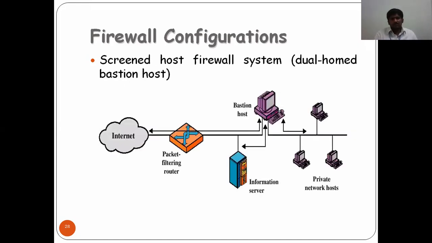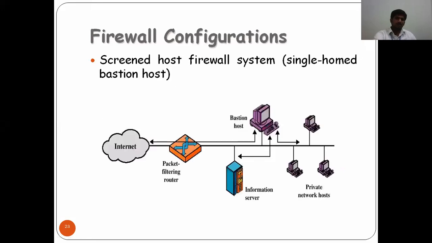So, screened host firewall systems. The first one is about the single homed bastion host. The second one is about the dual homed bastion host. We are going to use this diagram to understand that this is a bastion host system where we have two ways to pass. In the previous one, we can see that we have only one connection, only one. There is no separation here. So we get a direct connection and we get information sharing.